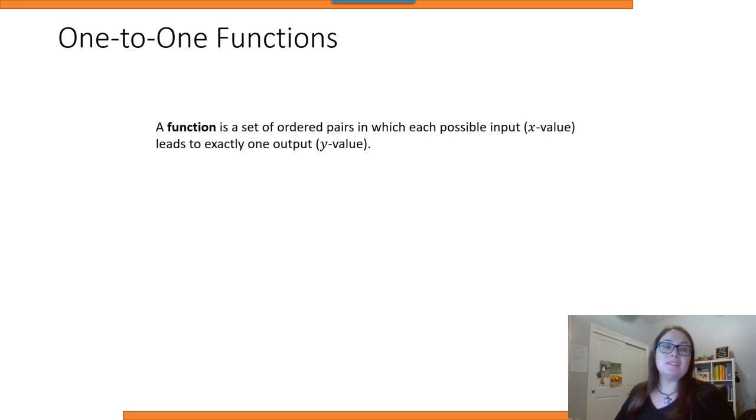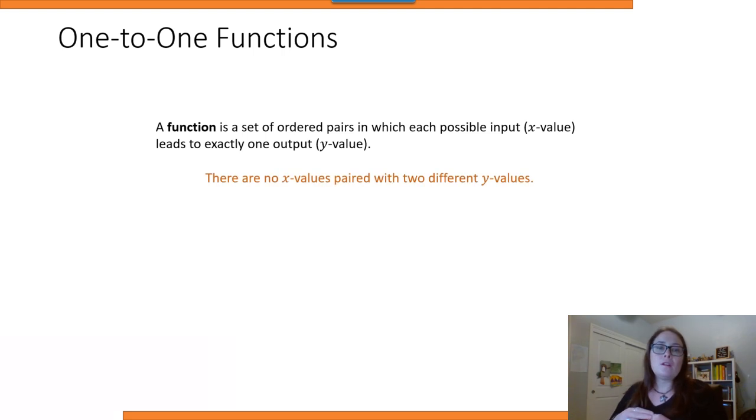Now, a function is a set of ordered pairs. A lot of times we think of those in terms of a graph, but it can just be a list of ordered pairs where every input, every x value leads to exactly one output or y value. So I won't see the same x value being paired with two different y values. Okay, so no x values paired with two different y values.